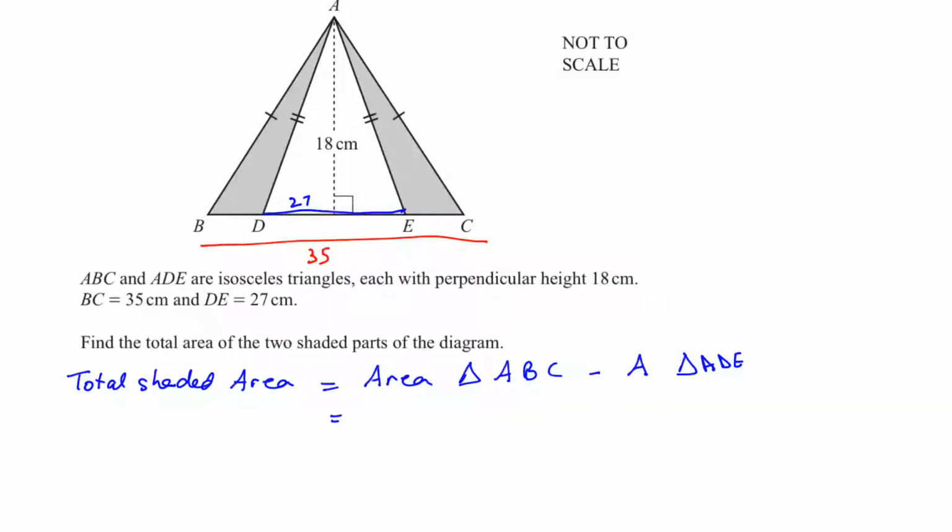We have a perpendicular height, so we can use half times base times height. Half times base, which is 35, times 18 minus half times base, which is 27, multiplied by 18. The height is same for both the cases. And we will get 72 square centimeters. I hope you understood the question.